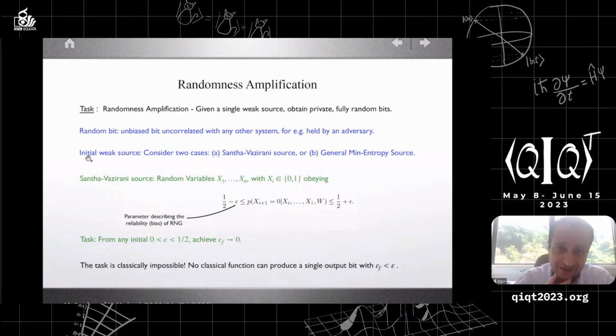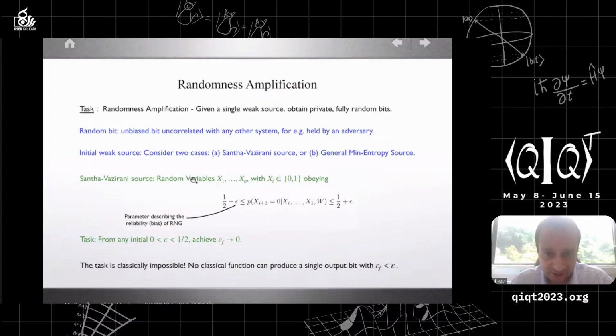As an initial weak source, like I said, you can have various sources of randomness, just thermal noise, etc., or fluctuations in light. Such weak sources you can model in general as a min-entropy source, which is just a string of bits that has some randomness, some entropy, or else you can consider that the source has some more structure to it, and such a structure is called a Santha-Vazirani source. It's named after Miklos Santha and Umesh Vazirani.